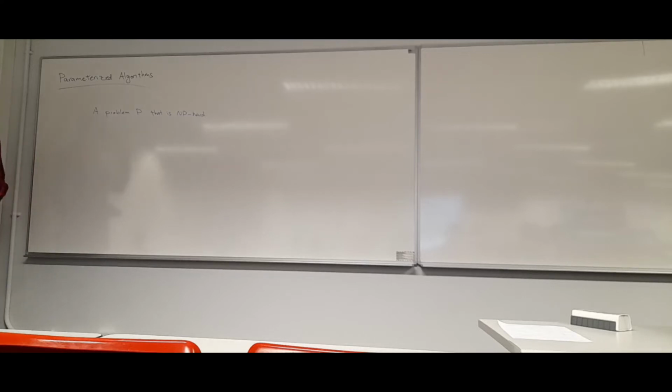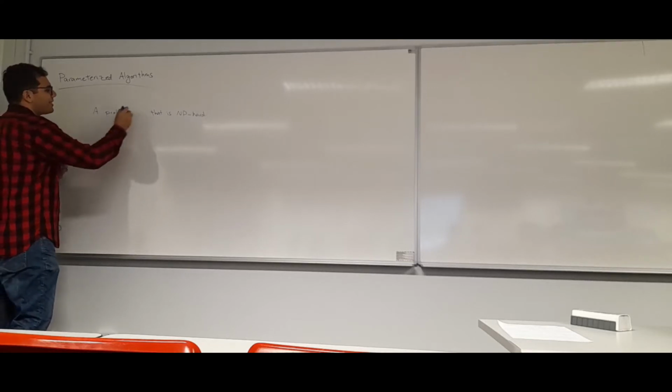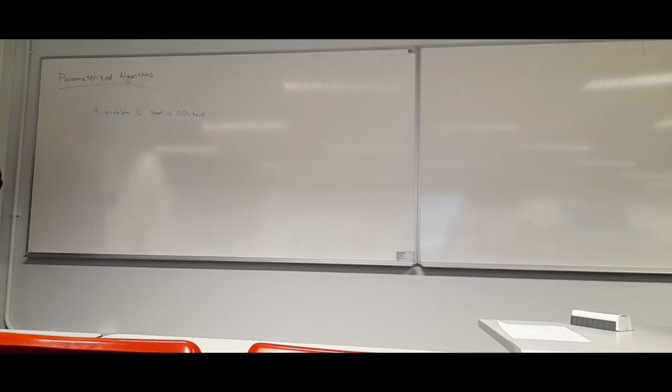So assuming that P is not equal to NP, this means that, oh, okay, I shouldn't call my problem P. Let's call my problem L. So let's say I have a problem L and it's NP hard. Assuming that P is not equal to NP, this means I cannot really find a polynomial time algorithm for L, right? But I just want to be more specific about what's being ruled out here.